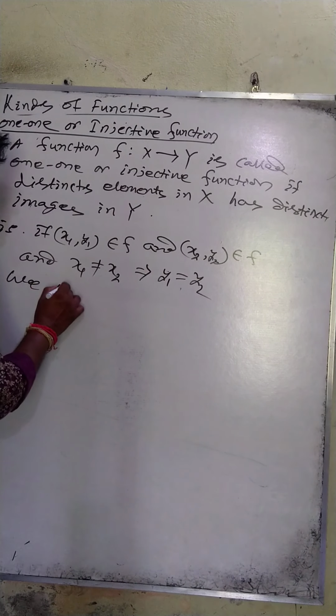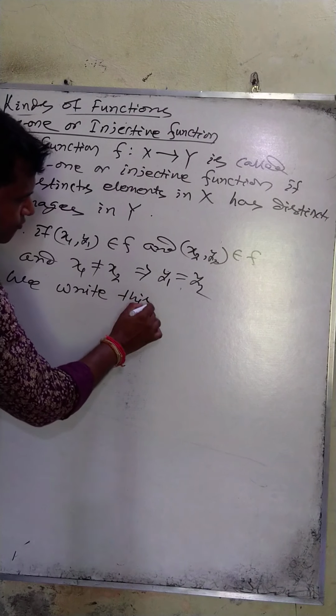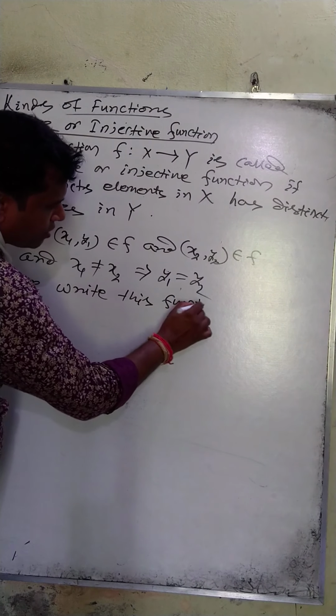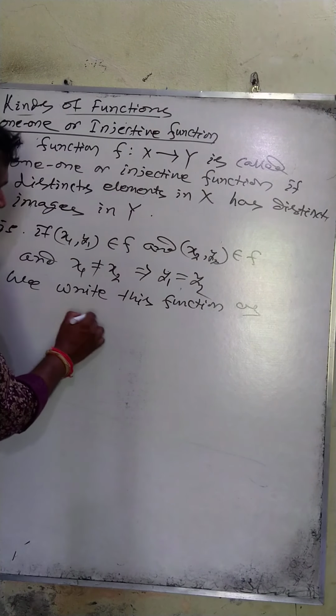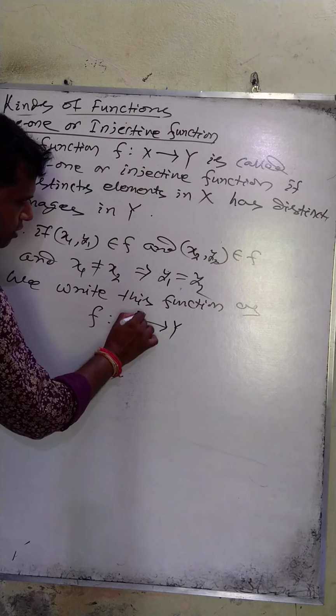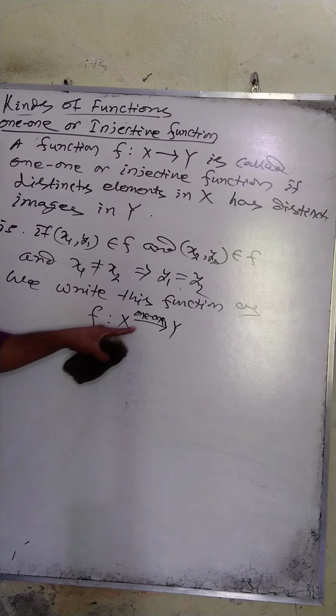We write this function as f: X to Y one-one. We write this function this type.